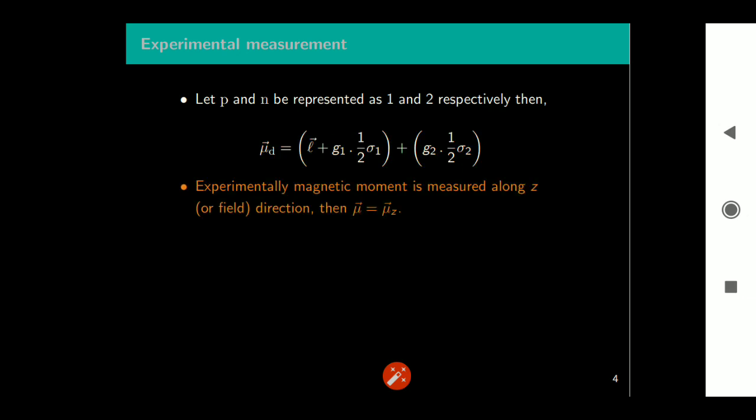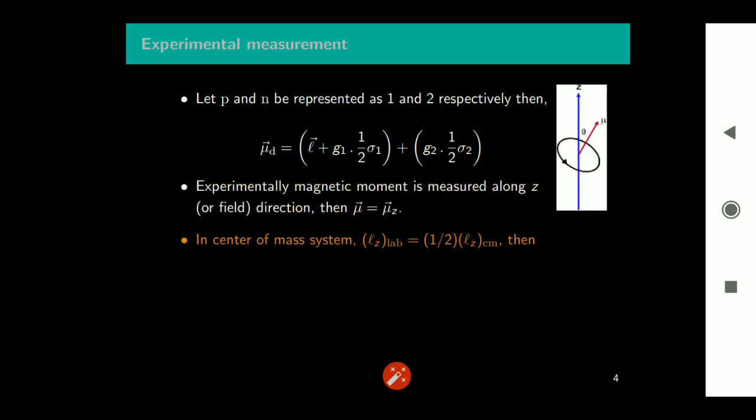Now, how is magnetic moment measured experimentally? It is measured along some reference direction, and normally that reference direction is taken along the z direction. Basically, that's where the magnetic field is applied. That is shown in the picture on the right hand side here. In this picture, the vertical blue line, which is going vertically upwards, is the direction of z, and mu is making some angle with that z. The projection of mu along z is what is measured experimentally.